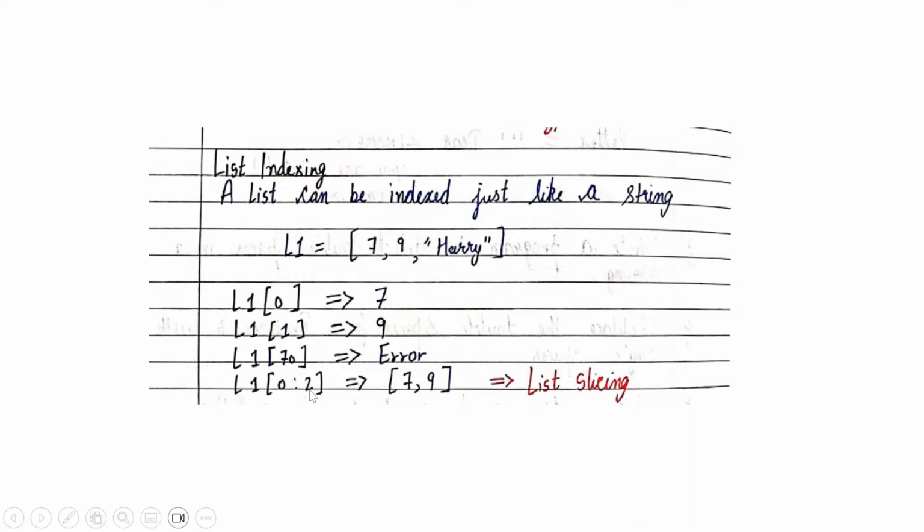So 0 to 2, right? 0 is 7, 1 is 9. So 0 to 2 means it will give you positions 0 to 1, 7 and 9, right? This we have discussed in detail in the slicing video, so please go through that video and it will be very helpful to you. So let's jump to Visual Studio Code and see how list indexing and list slicing work.